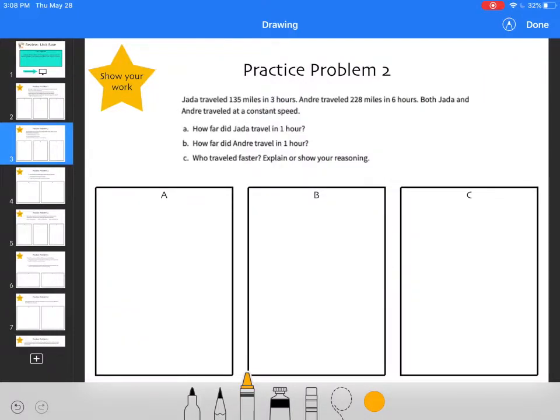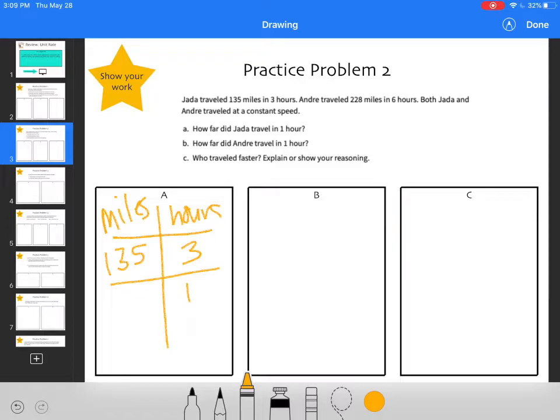The next one says, Jada traveled 135 miles in 3 hours. Andre traveled 228 miles in 6 hours. Both Jada and Andre traveled at a constant speed. So how far did Jada travel in 1 hour? So I have miles and hours. So it says she went 135 miles in 3 hours. I want to know how far she went in 1 hour.